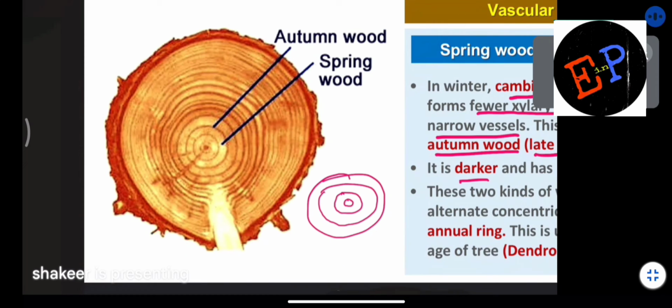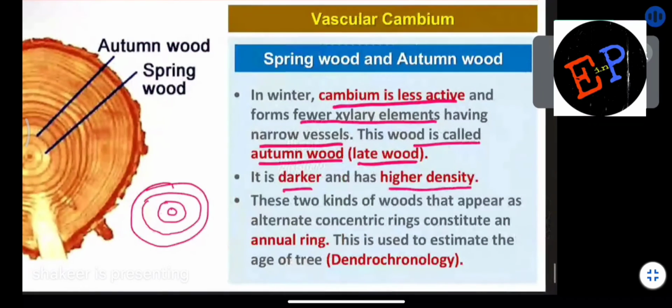Are you able to understand? And the density of these layers is very large. Okay. And what is the color? The color is very dark. So these two kinds of wood that appear as alternate concentric rings constitute an annual ring. What is meant by annual ring? One dark layer and one light layer. They are formed in 1 year, no?